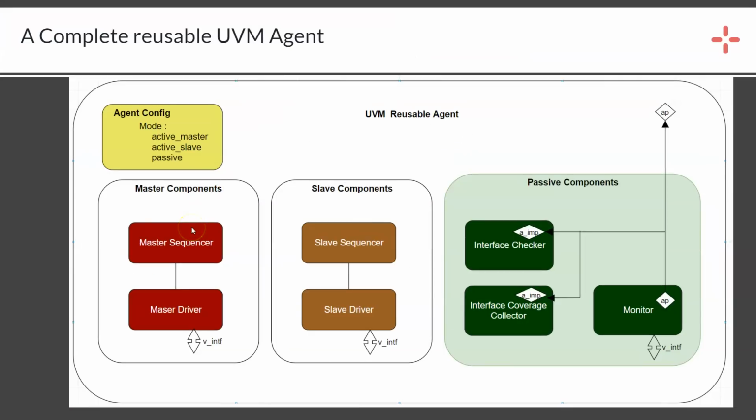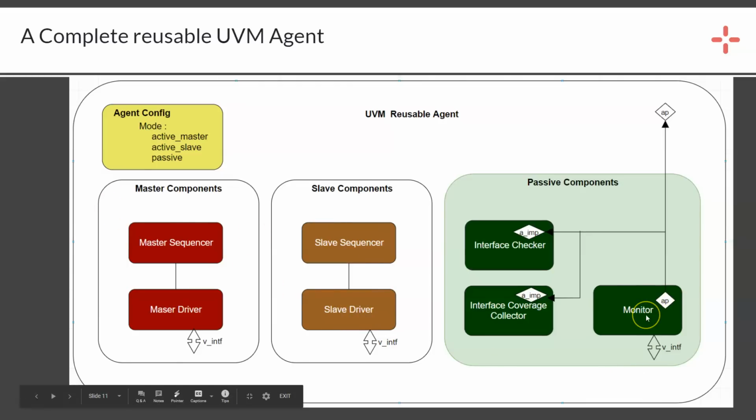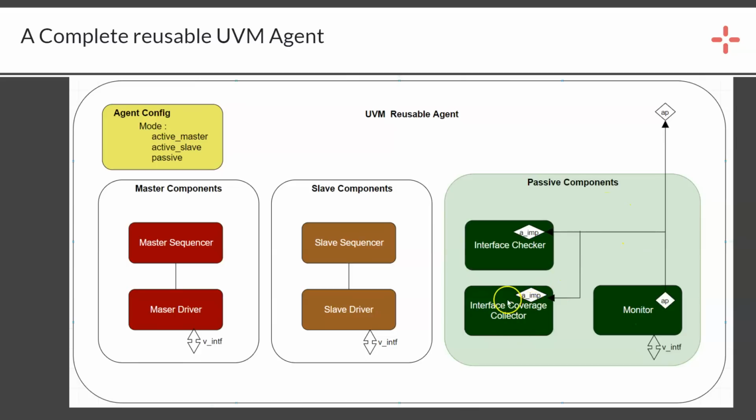If it's a master mode, we will be creating the master sequencer and master driver. If it is a slave mode, we will be creating the slave sequencer and slave driver. Irrespective of all that, we will always be creating the monitor, and based on the configuration, whether the coverage needs to be enabled, the coverage component will be created. And you'll also always be creating the analysis port.